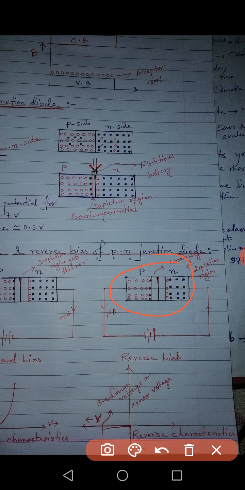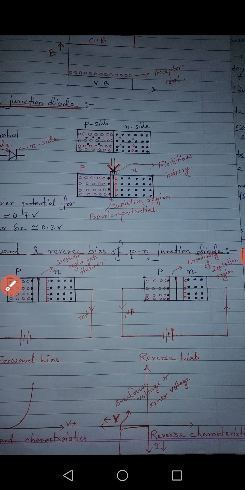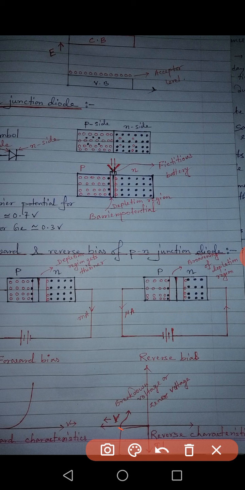What is avalanche breakdown? I will discuss it in the next video, but for the time being, remember that at a particular voltage or potential, suppose at this potential, when the current in the circuit abruptly increases, the diode is no more in working condition. Okay, so this voltage is called breakdown voltage or Zener voltage. And what is the reason behind it? As I told you, it is called avalanche breakdown. So this avalanche breakdown we will discuss in the next video.